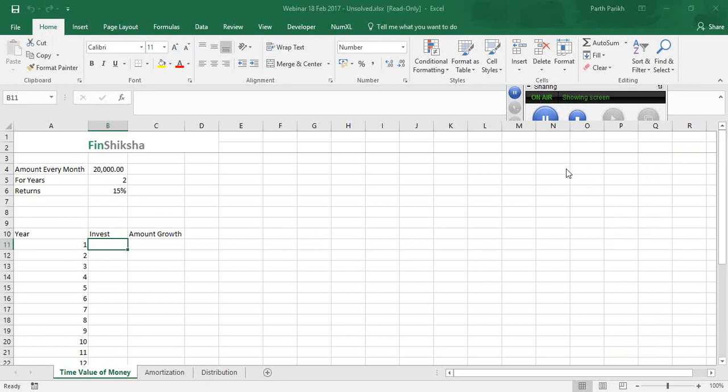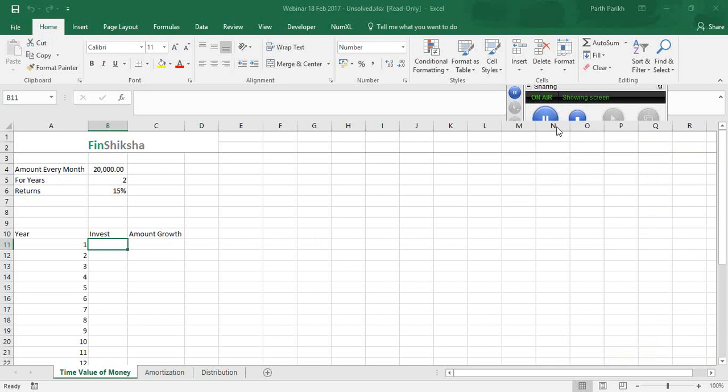This session we will have for an hour or so. We will start with the basics of financial functions, which we usually hear about, but maybe we haven't used extensively. So that's the basic premise which we are going to cover as a part of this session.